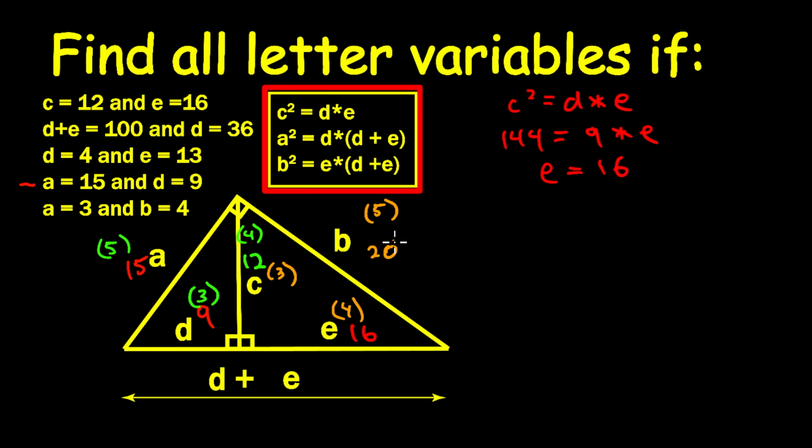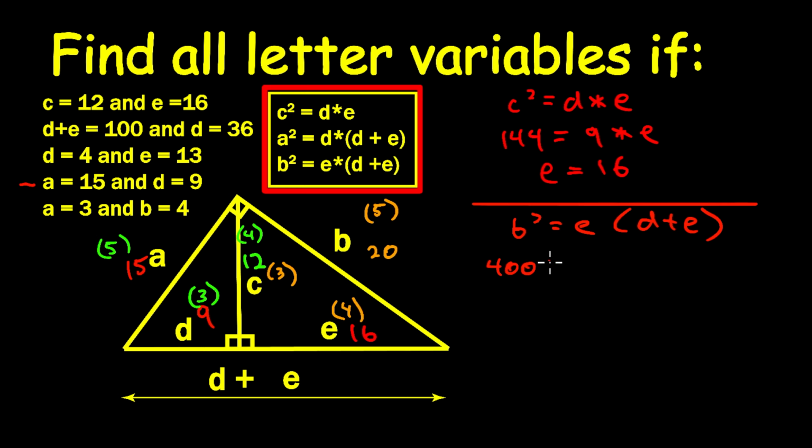Having done that, let's say you're on a test and you're not confident in your work. We can now use the third formula here to check that our work is correct. So B squared will equal E times D plus E, or 20 squared, which is 400, will equal 16 times 9 plus 16. And in fact, it does. So we have our check.